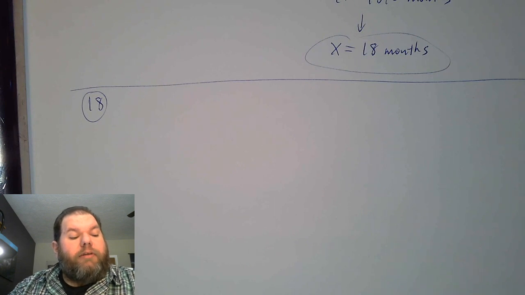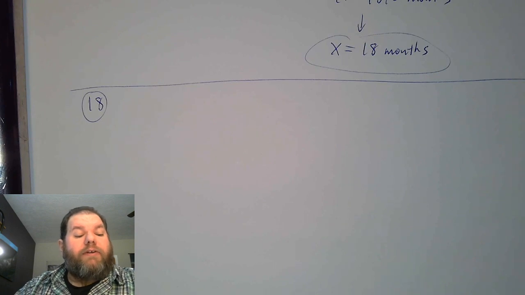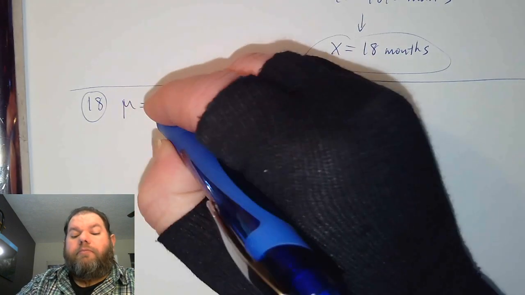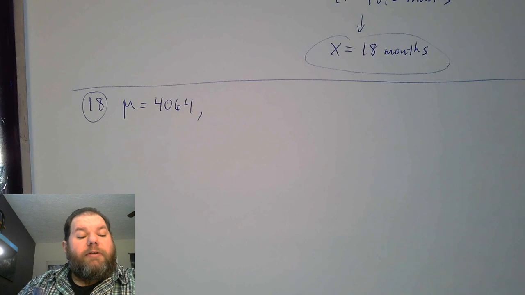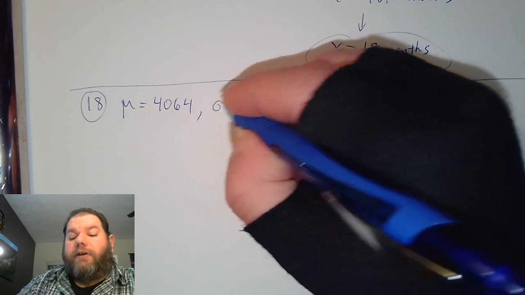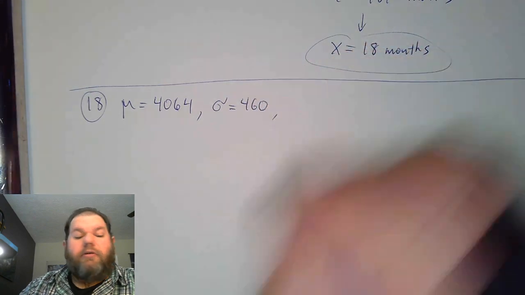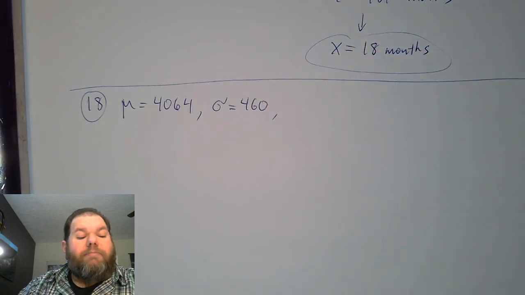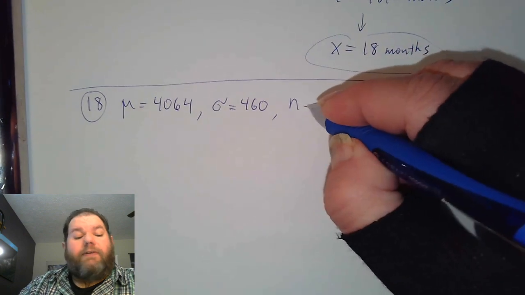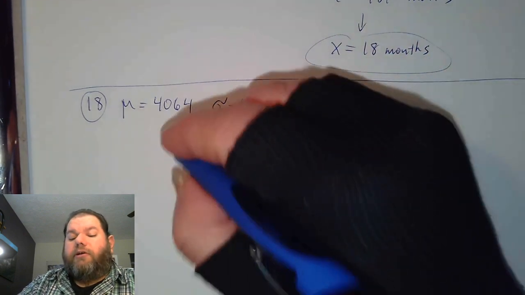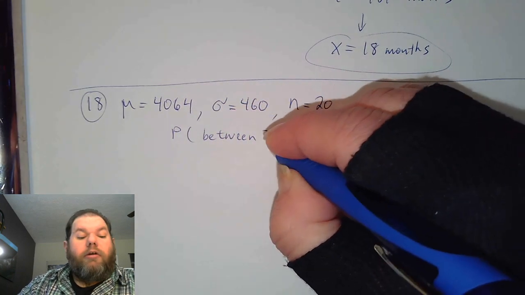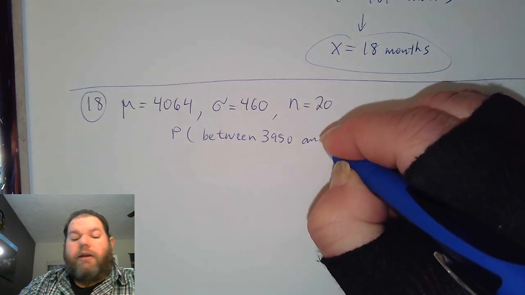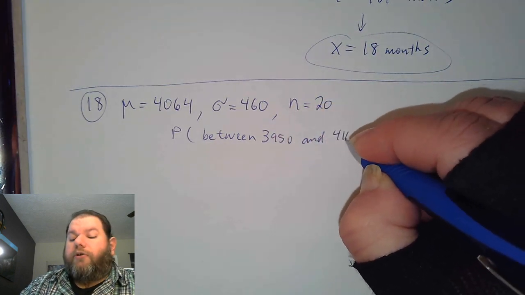Alright, the average yearly Medicare hospital insurance benefit per person was $4,064 in a recent year. If the benefits are normally distributed with a standard deviation of $460, find the probability that the mean benefit for a random sample of 20 patients is between $3,950 and $4,100 per year.